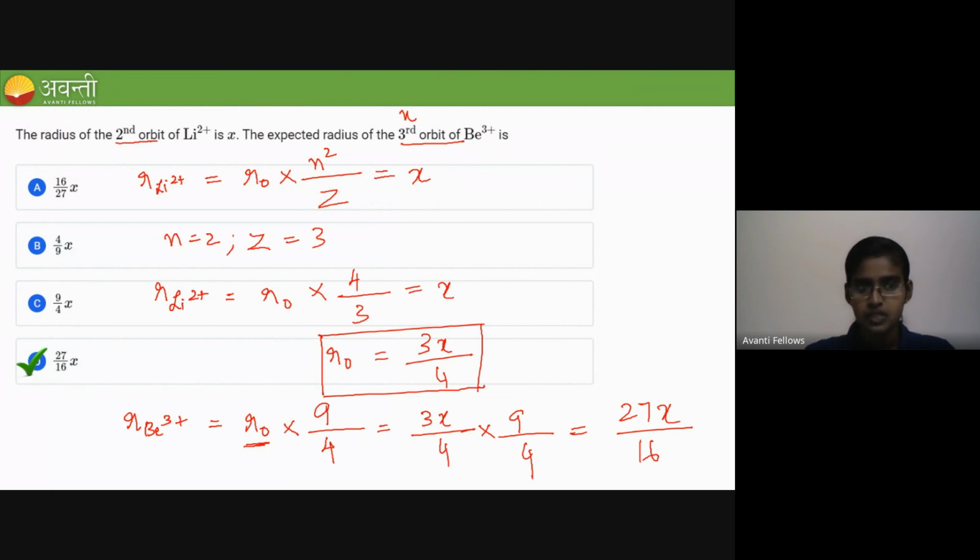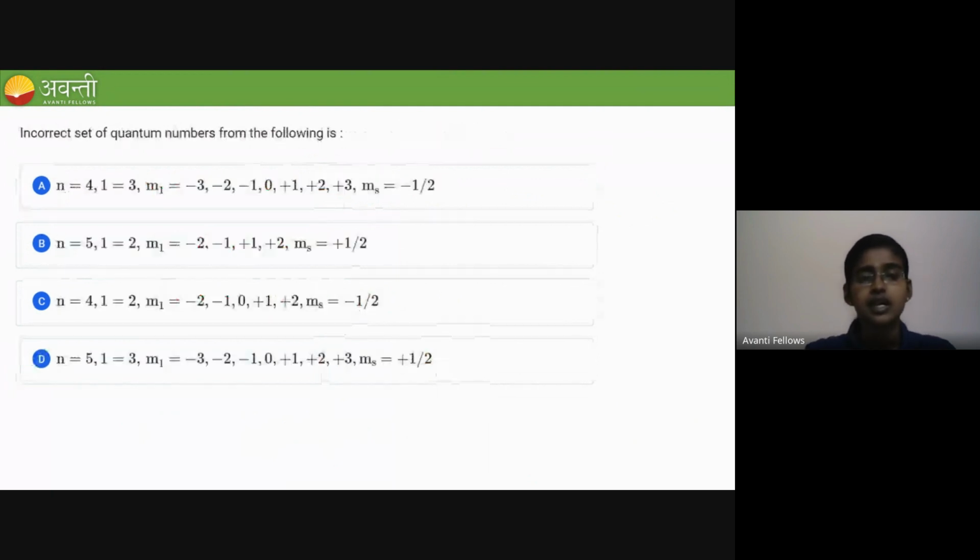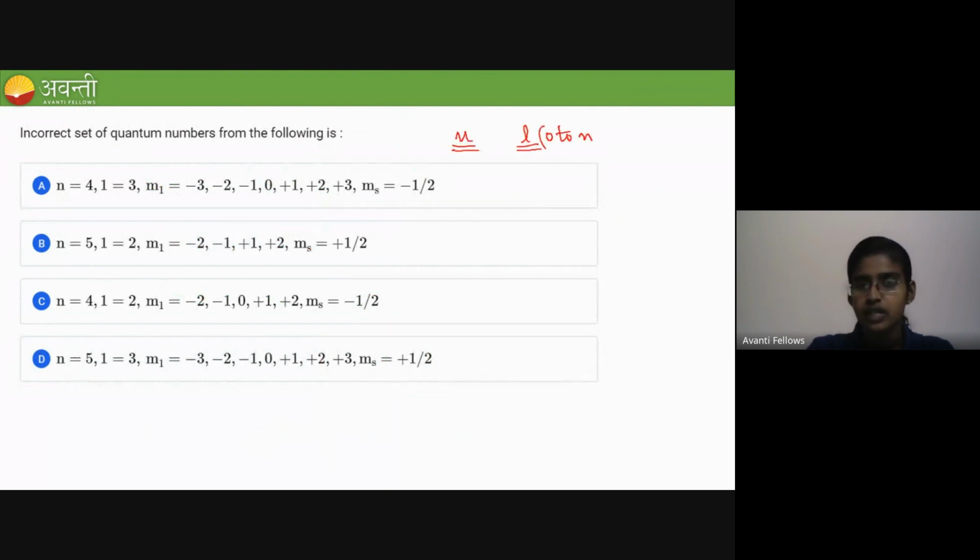Now let's move on to the next question. The incorrect set of quantum numbers from the following is. Four sets of quantum numbers are given. We have to find out the incorrect set. For a given value of n, L can have 0 to n minus 1 values, right? And m can have minus L to plus L values. And s can be plus half or minus half. In the first case, you see n value is 4. If n is 4, L can be 0, 1, 2, and 3, right? If L is equal to 0, m is also 0, because minus L to plus L. Here minus 1, 0, plus 1.